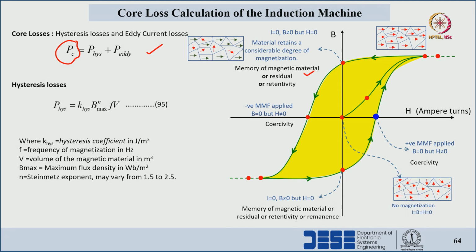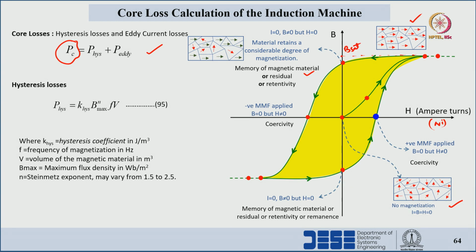Like in the magnetic material lecture we have discussed, if there is no magnetization or no MMF applied, all magnetic domains are aligned in random directions. If we apply the MMF, that is N into I, then the magnetic domains will start aligning with respect to the applied magnetic field, and at a certain point all domains will be aligned in one particular direction, that is the maximum flux density value or saturated flux density value.